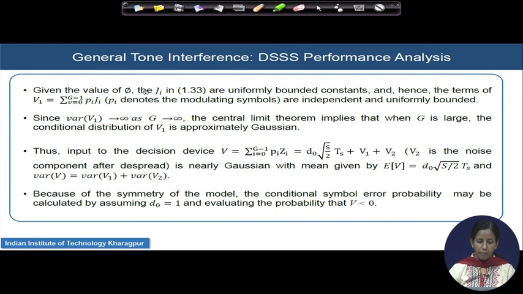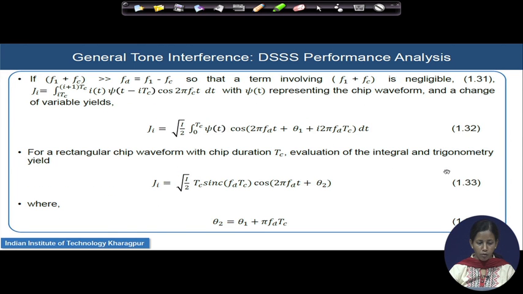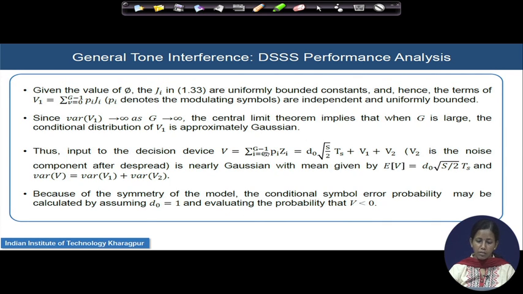Remember, if I give you the value of this phi, then the value of this Z I given by this equation, 1.32 or 1.33, wherever you go, this is bounded. This is a uniformly bounded constant. All the G I's are uniformly bounded constants.